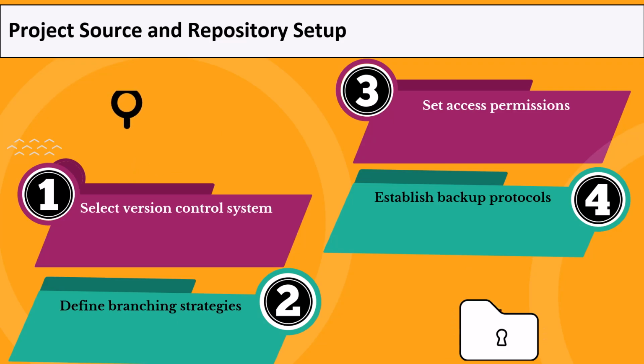Setting up our source and repository is like building a safe house for our code. First, we pick our version control system, because keeping track of changes manually sounds like an episode of chaos. Branching strategies, so we don't fight over the same files. Access permissions, because not everyone needs to be in the driver's seat. And lastly, backup protocols, because no one likes a surprise data wipe.